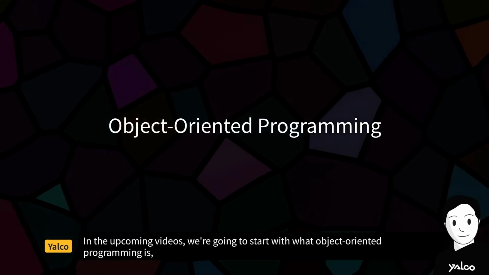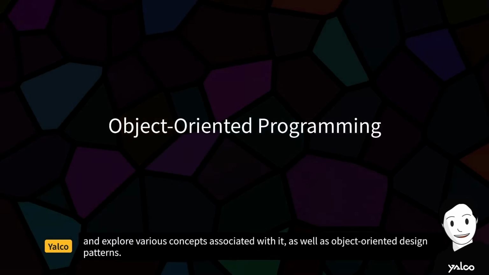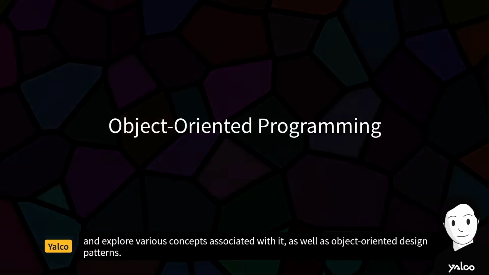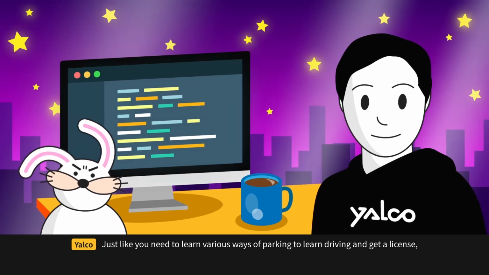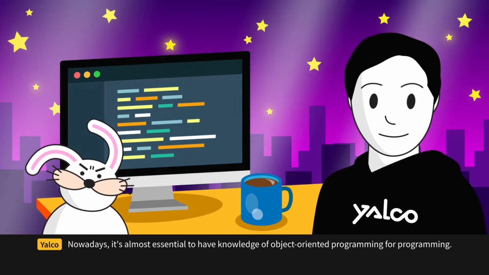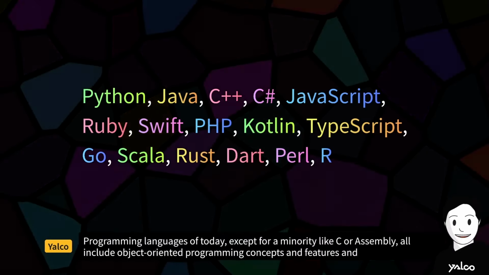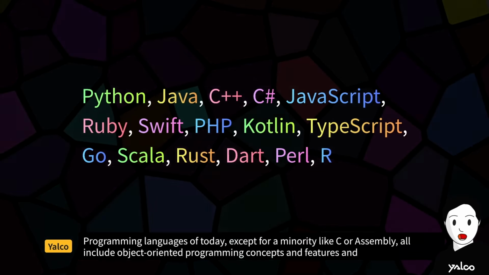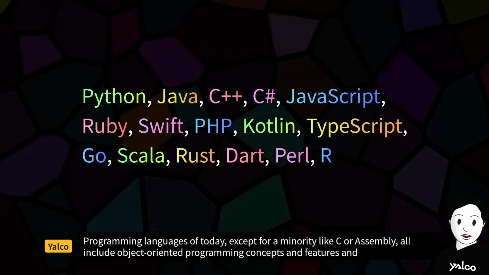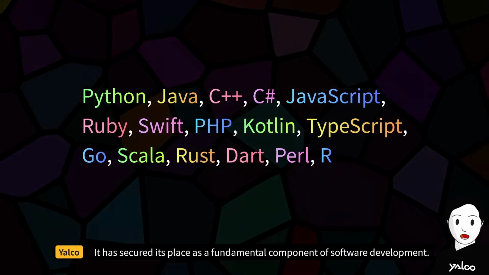In the upcoming videos, we're going to start with what object-oriented programming is and explore various concepts associated with it, as well as object-oriented design patterns. Just like you need to learn various ways of parking to learn driving and get a license. Nowadays, it's almost essential to have knowledge of object-oriented programming. Programming languages of today, except for a minority like C or assembly, all include object-oriented programming concepts and features, and it has secured its place as a fundamental component of software development.